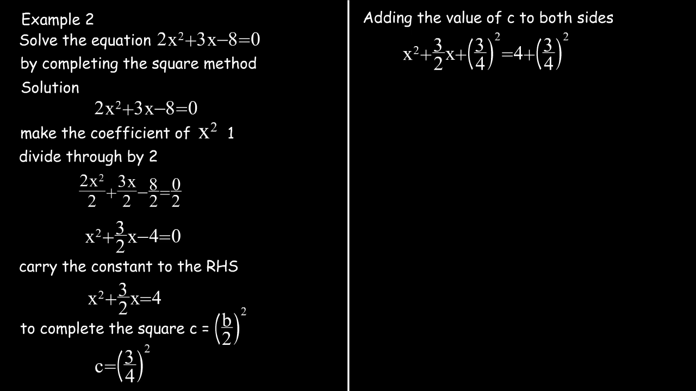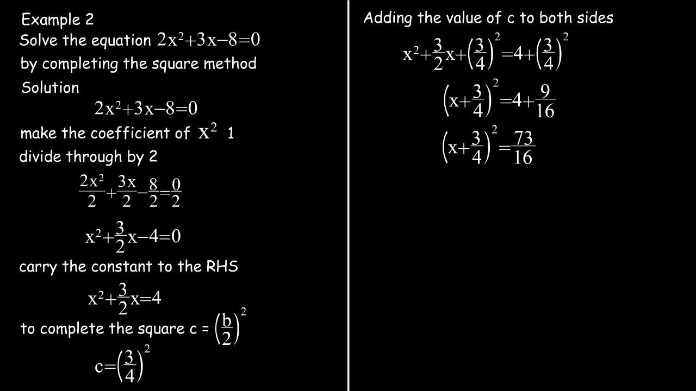At this point, we are going to be factorizing our left hand side, and we know that our factor will be 3/4. So factorizing our left hand side, it becomes (s plus 3/4) squared equals 4 plus 9 divided by 16. That's the value of (3/4) squared. So it becomes (s plus 3/4) squared, and when we add 4 plus 9 divided by 16, it gives us 73 divided by 16.